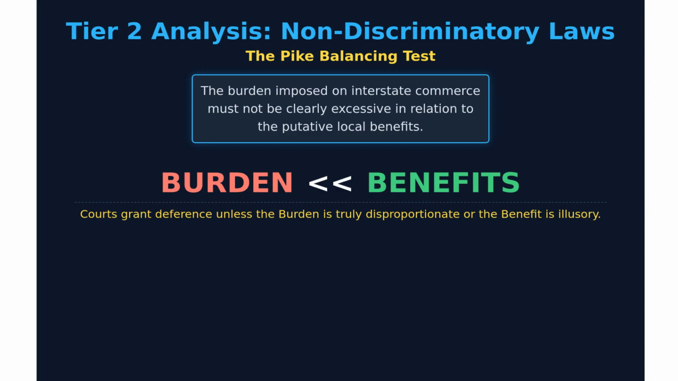If the scales tip too far toward the burden side, the law falls. Specifically, the burden must be significantly outweighed by the local benefit. Courts generally uphold these non-discriminatory regulations unless the resulting burden on interstate commerce is truly disproportionate, or if the claimed local benefit turns out to be illusory or extremely minor. This is the standard for incidental burdens.